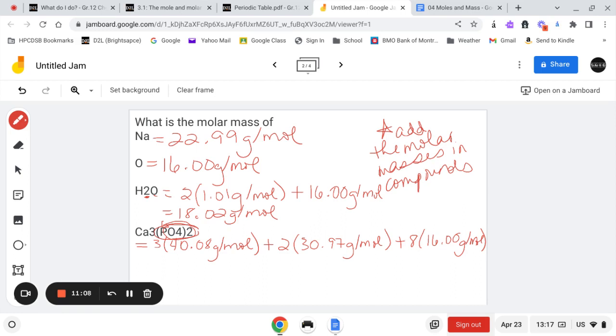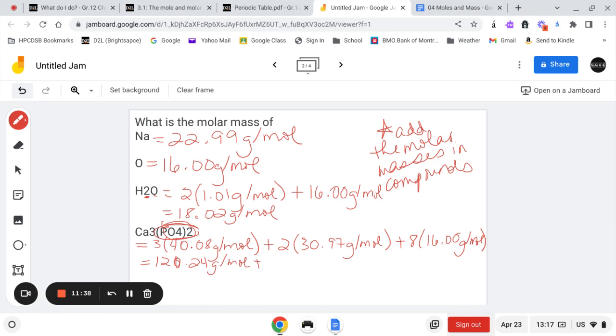So careful with your math now as you go through and you multiply everything together and then add it up. If you want, you can do baby steps. There's nothing wrong with that. So let's do 3 times 40.08. We get 120.24 grams per mole.